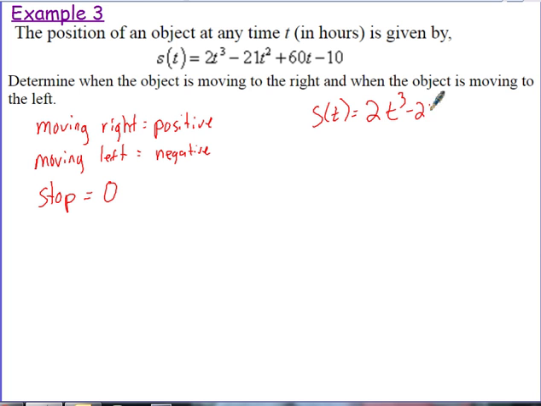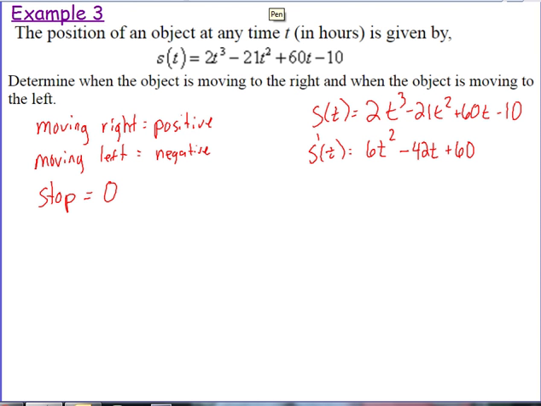2t cubed minus 21t squared plus 60t minus 10. Okay, let's take the derivative. 6t squared minus 42t plus 60. Oh, it's 6, right? You said 60. And I just wrote it down. I trusted you, Caesar. I trusted you. Okay? We good?